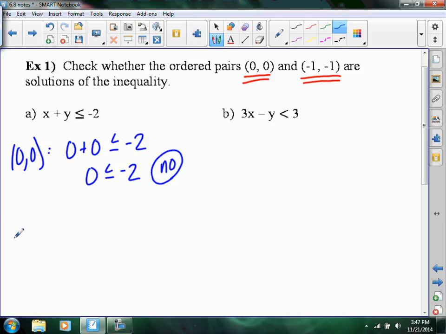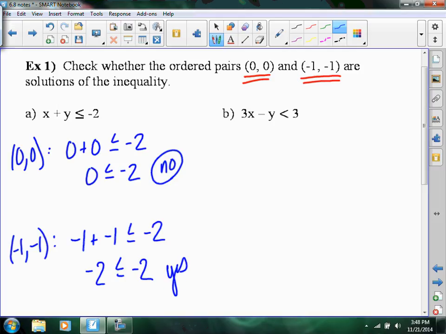And if we try (-1, -1), I'd have -1 plus -1 is less than or equal to -2. Okay, so -1 and -1, that's -2, less than or equal to -2. Now, -2 isn't less than -2, but it is equal. So yes, that's going to be a solution.